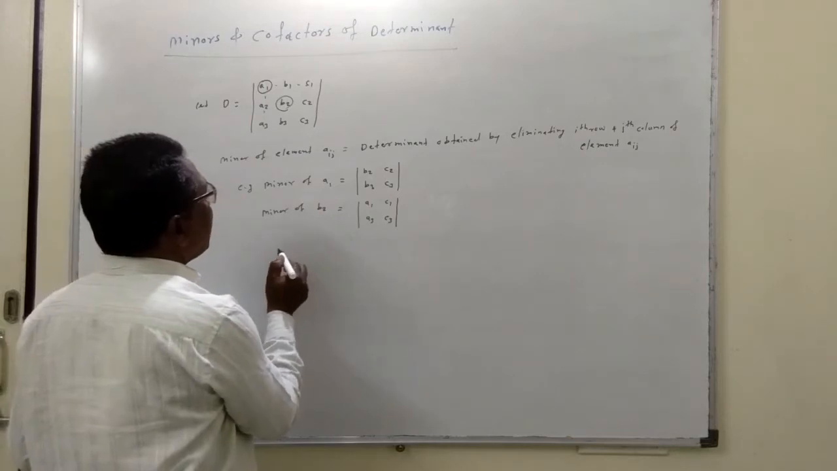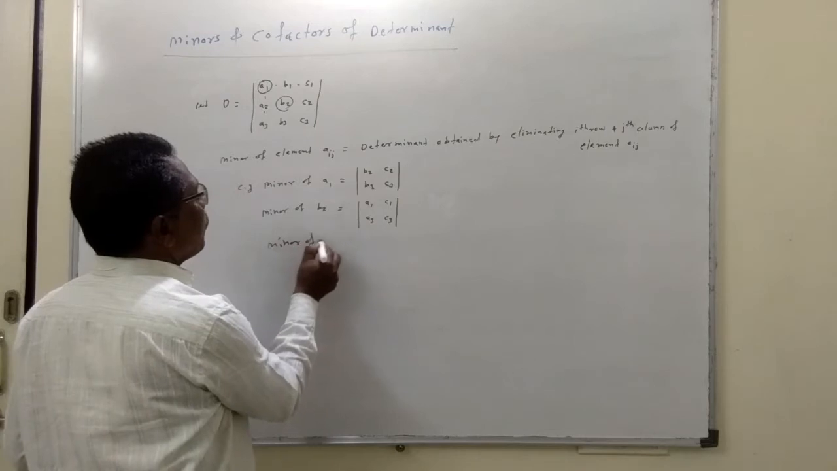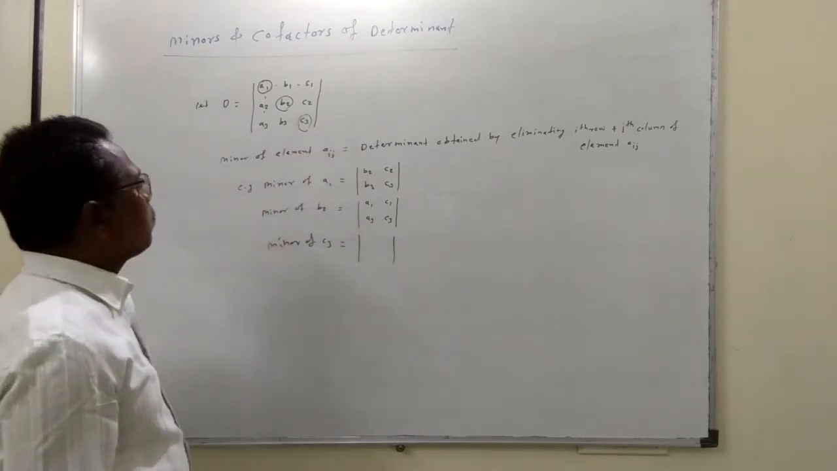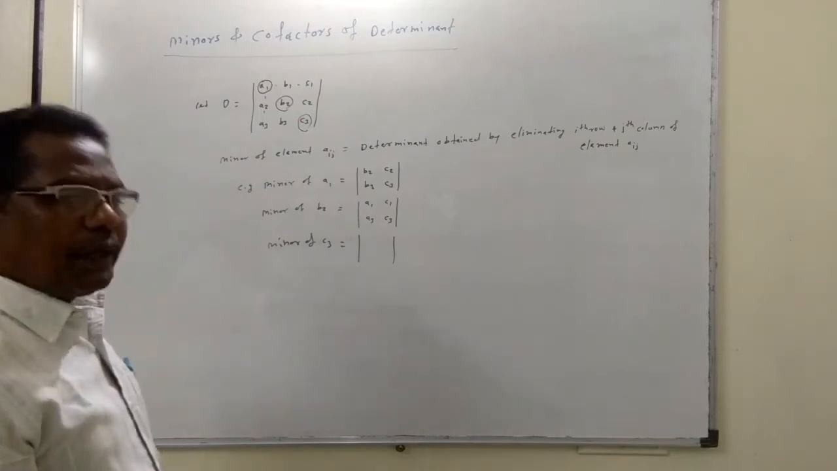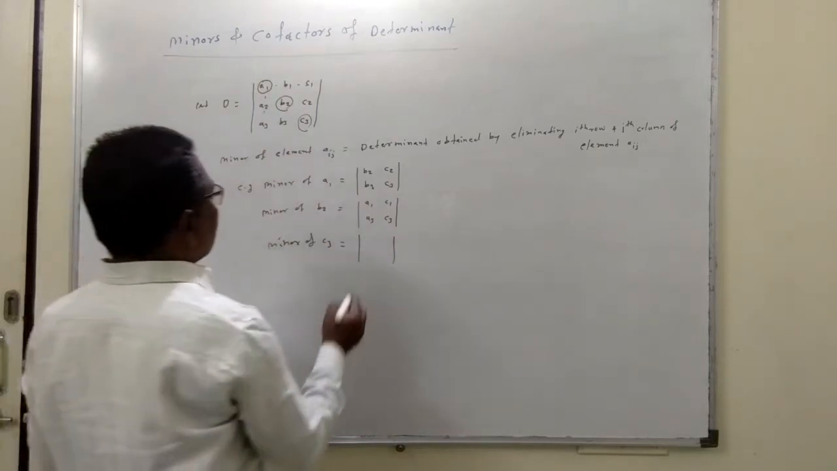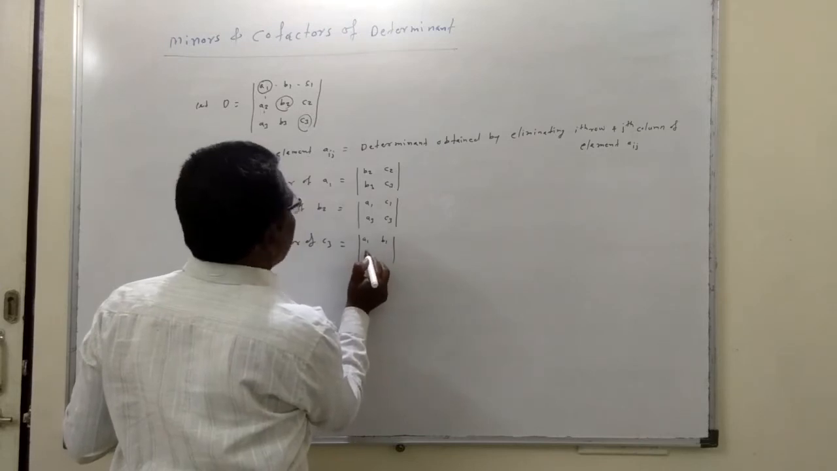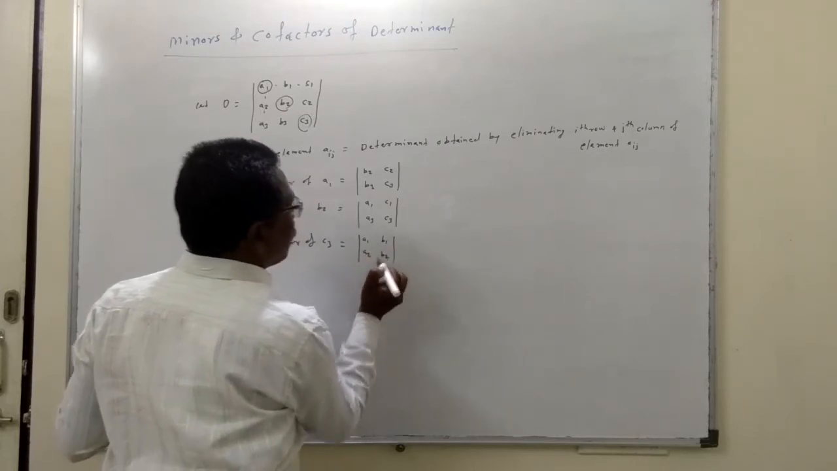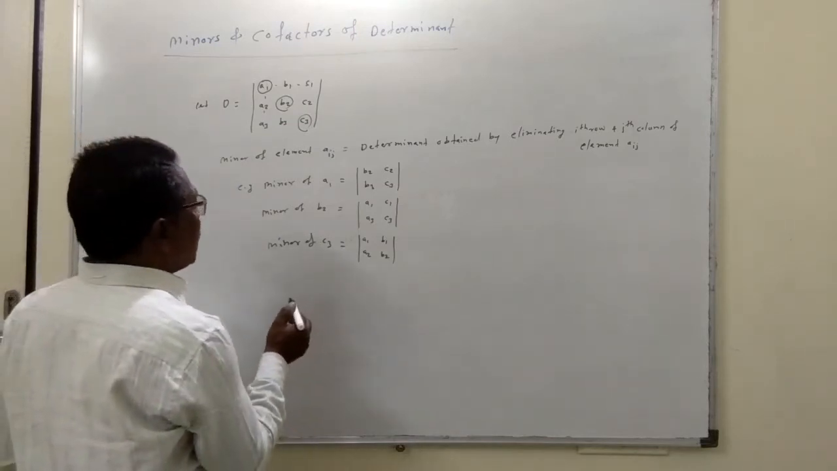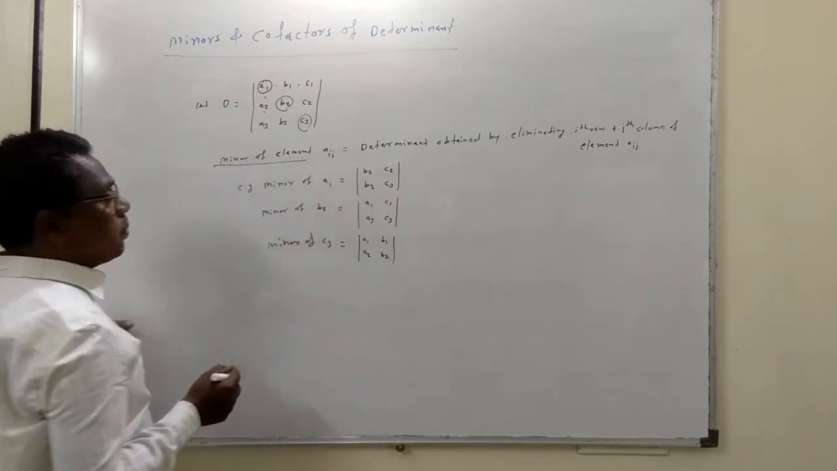Similarly, suppose you find the minor of C3. Now C3 is the element of the third row and third column. So we eliminate the third row and third column. The determinant of the remaining elements, A1 B1, A2 B2, is the minor of C3. So this is the concept of the minor of elements.